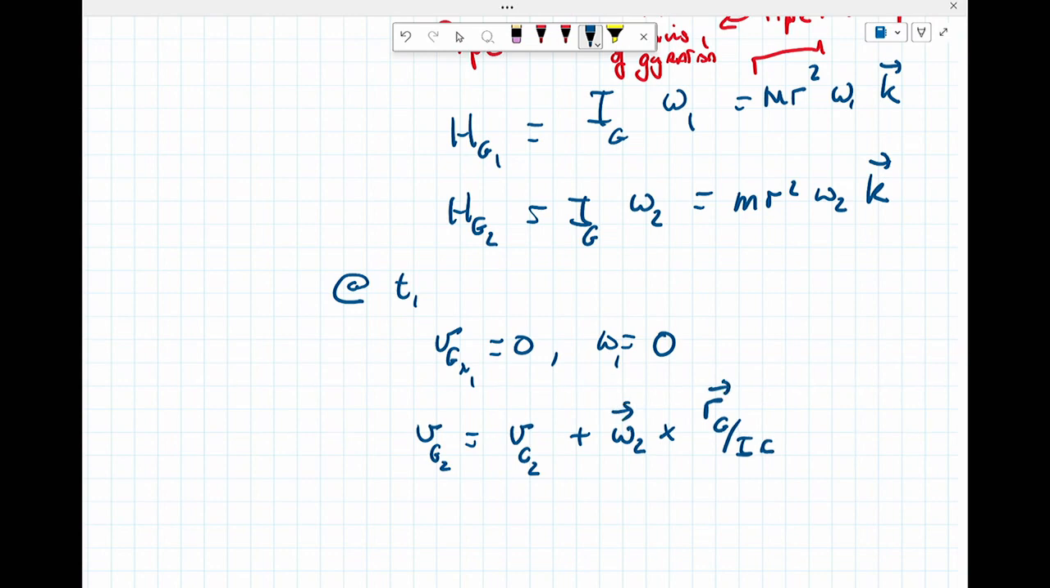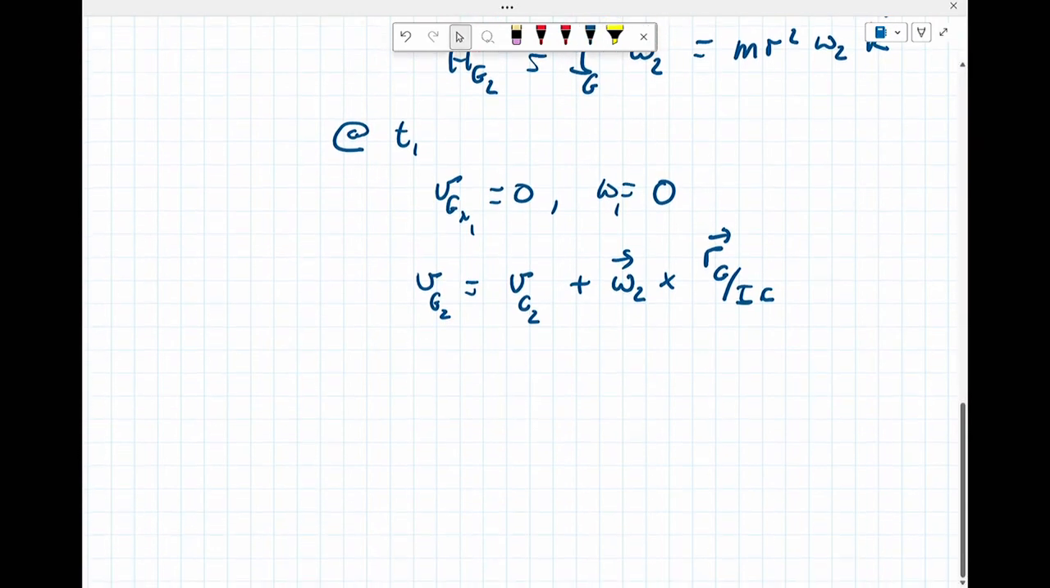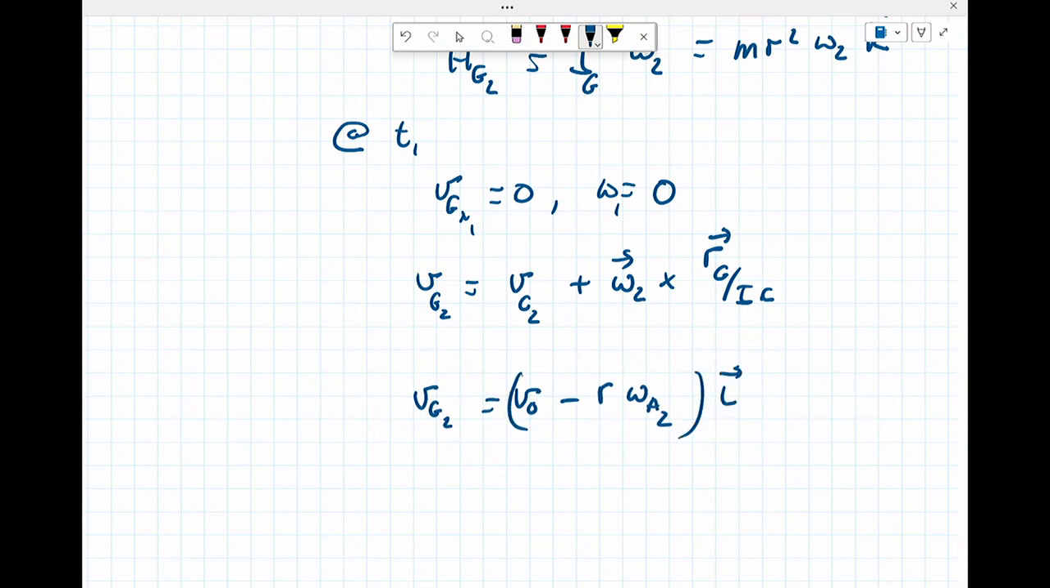So, the only other thing that I need to know is what the velocity of G2 is. And how am I to find it? Oh, good for me. VG2 equals V0 minus R omega A2. And I know that's in the I direction. V0 is the belt velocity.